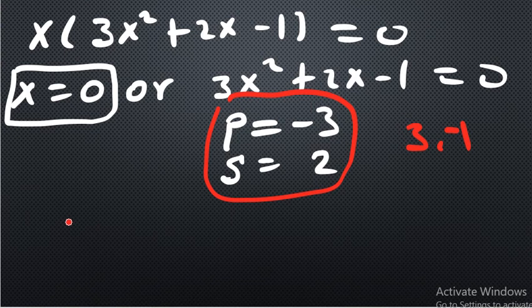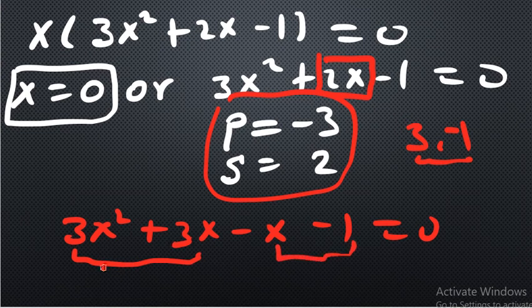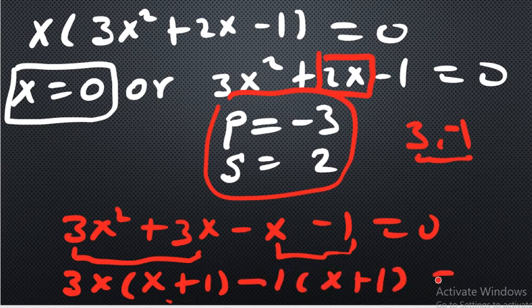Therefore, we can write it as 3x squared plus 3x minus x minus 1 is equal to 0. What do we do? The middle term 2x is split and written as 3x and minus x. Then just group the first two together and the last two together and take out the common factor. What's common here? 3x is common. When I take out 3x, what is left? Just x, plus 1 remains here. Again, what's common in the last two? Just negative, -1 will be common, so x plus 1 remains, equal to 0.